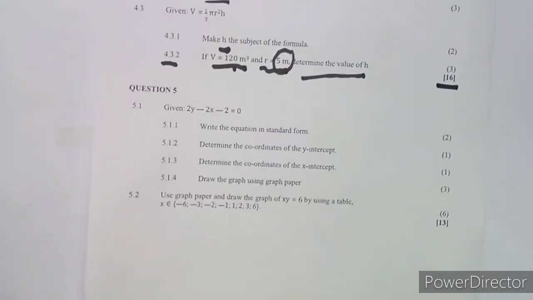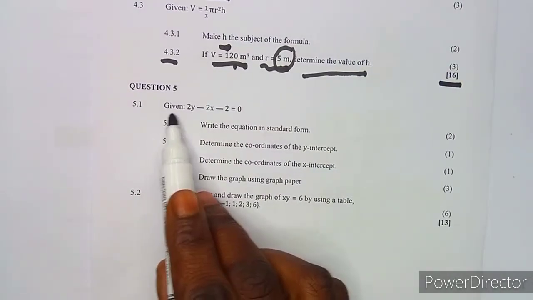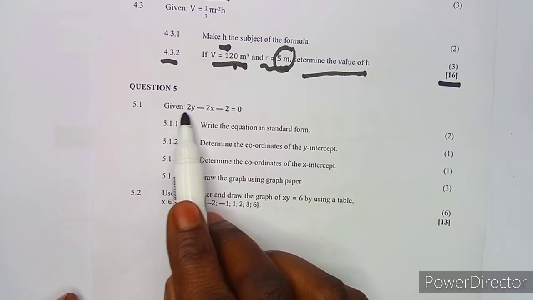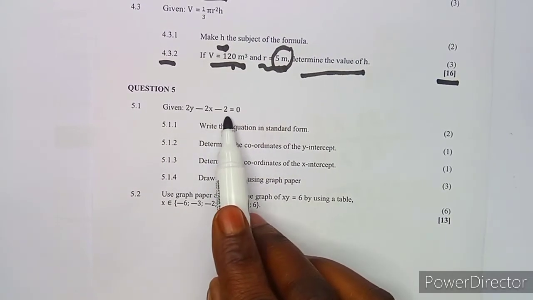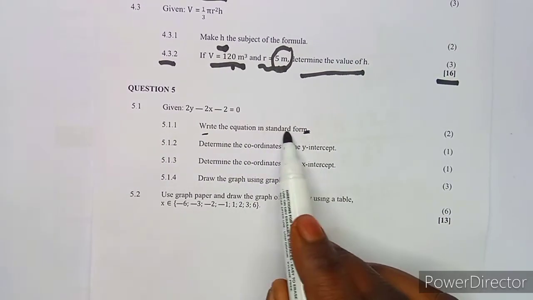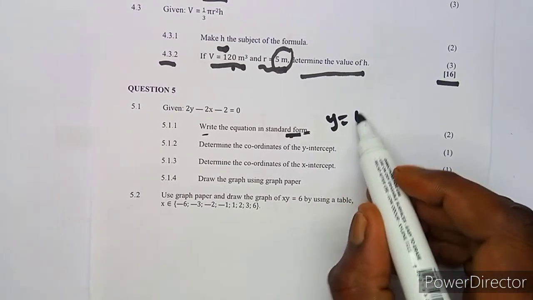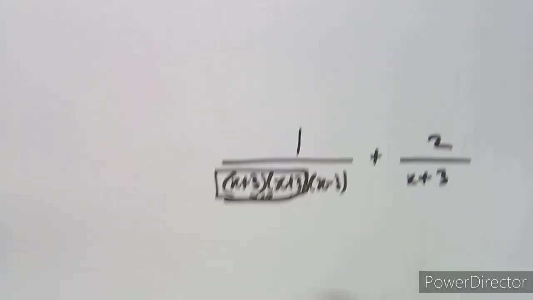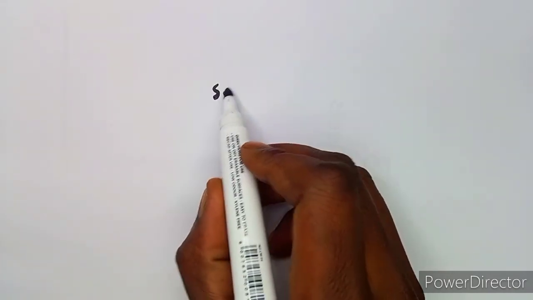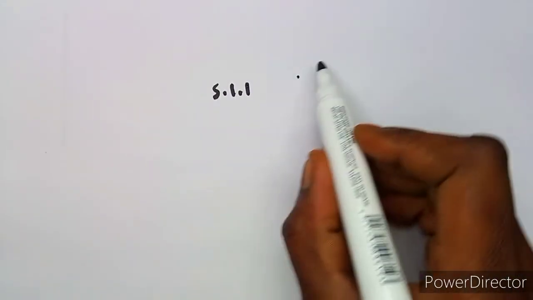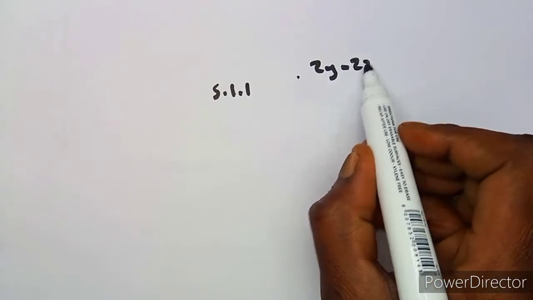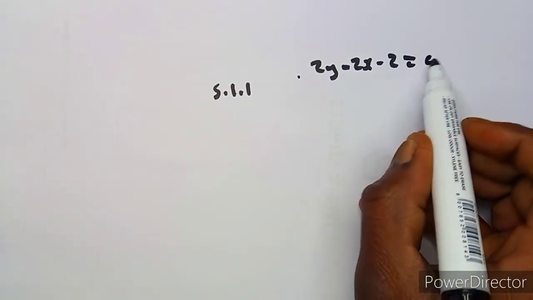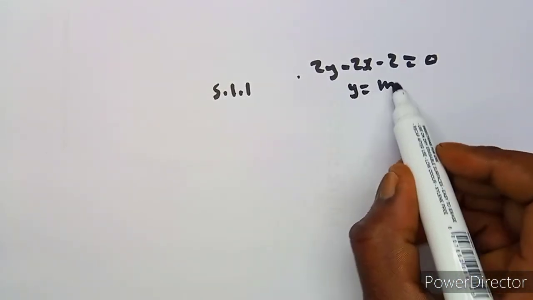All right, on question 5, you are given 2y minus 2x minus 2 is equal to 0. Write down the equation in standard form. Remember, the standard form, guys, is y is equal to mx plus c. So we have to actually transpose. That's 5.11. The equation is 2y minus 2x minus 2 is equal to 0, and we have to make y the subject.